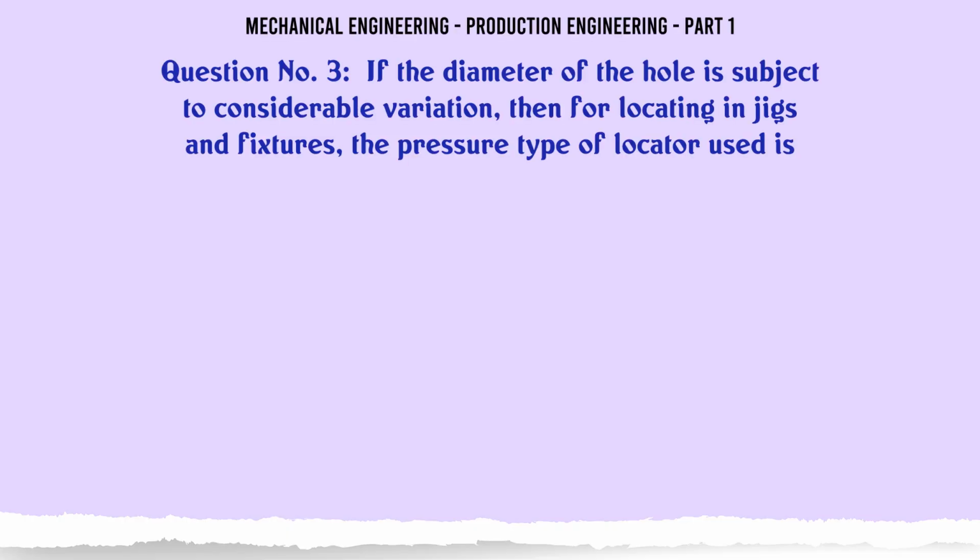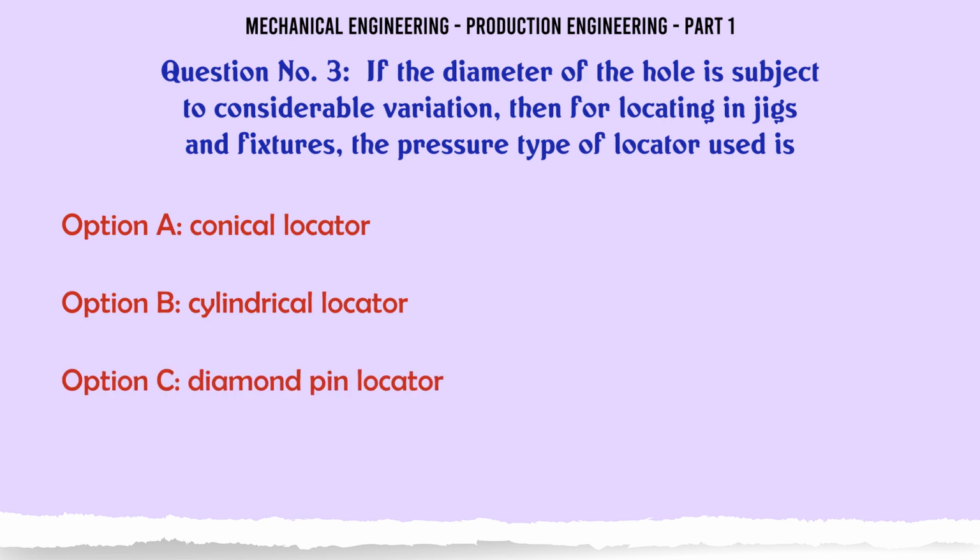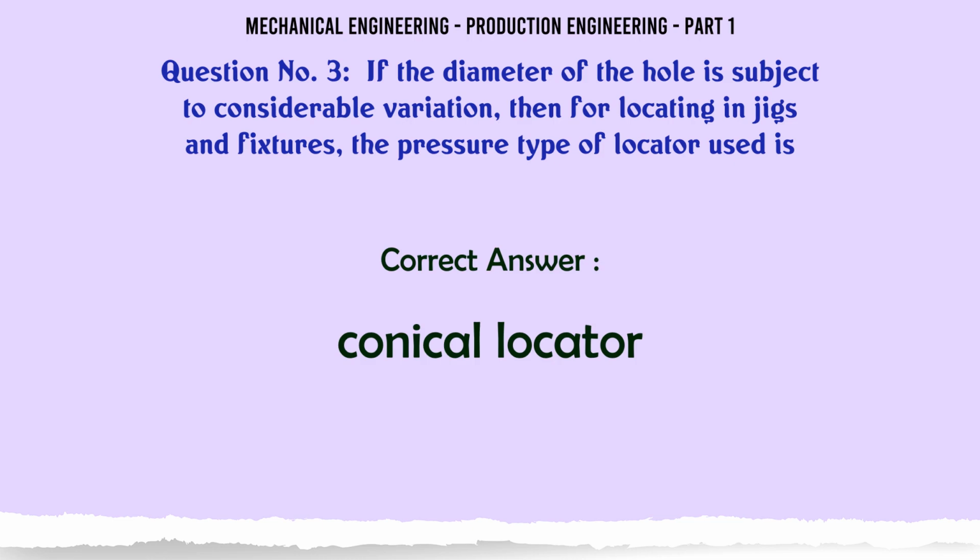If the diameter of the hole is subject to considerable variation, then for locating in jigs and fixtures the type of locator used is A. Conical locator. B. Cylindrical locator. C. Diamond pin locator. D. V locator. The correct answer is conical locator.